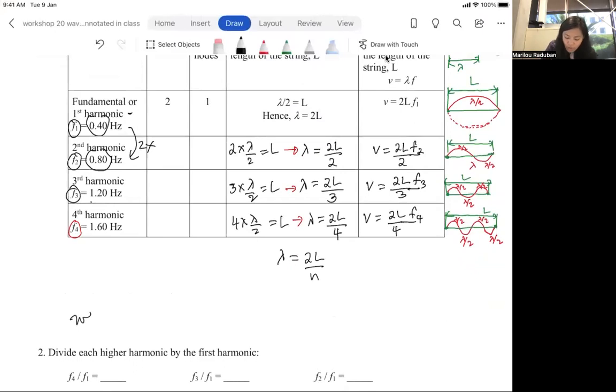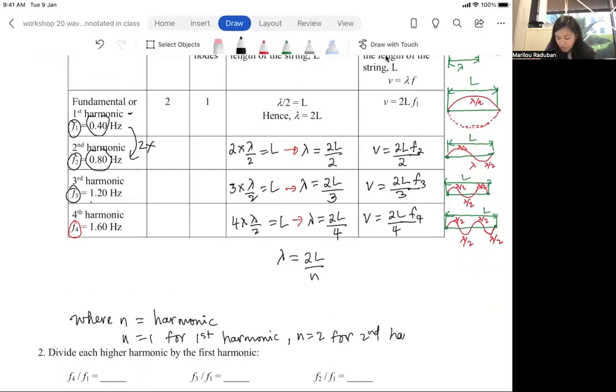Okay, where n is equal to what we call the harmonic. n equals 1 for the first harmonic, n equals 2 for the second harmonic, and so on.